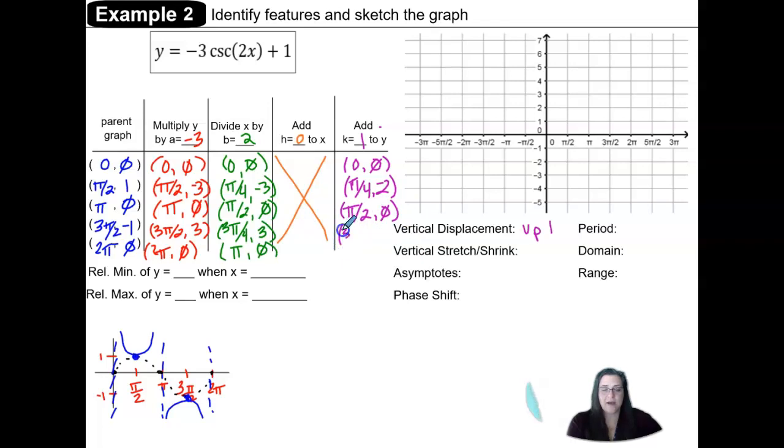At 3 pi over 4, 3 plus 1 is 4. And then pi is going to be a vertical asymptote. So we'll go ahead and sketch those asymptotes. We have one along the y-axis where x is 0. Then we have another vertical asymptote at pi over 2.